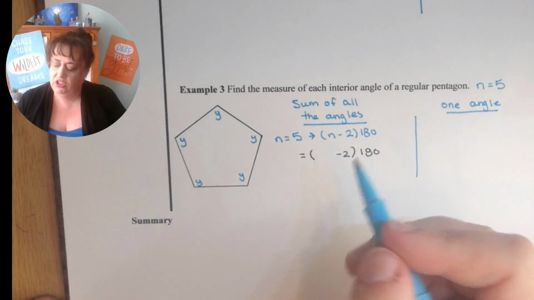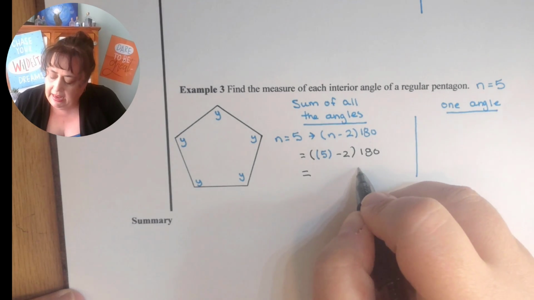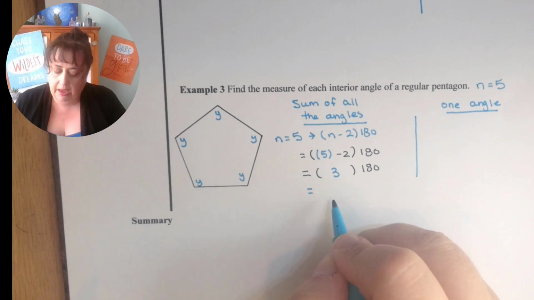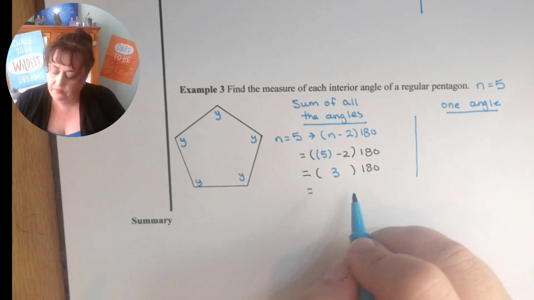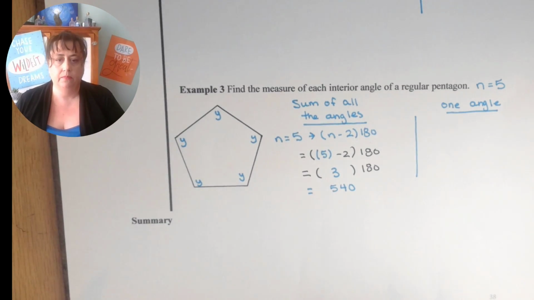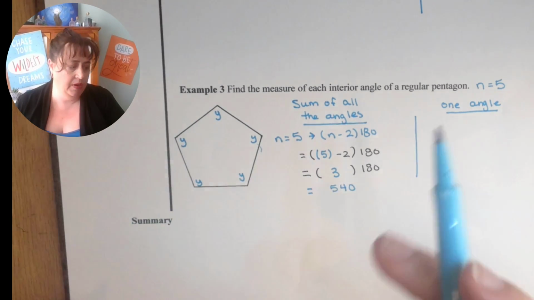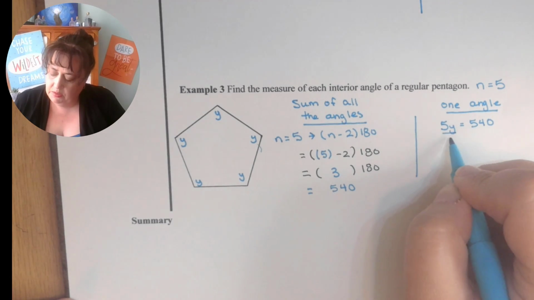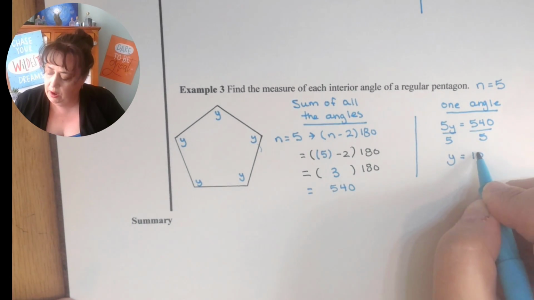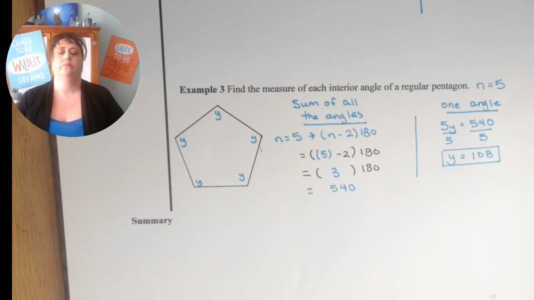So the only thing that's changing is the 5. The 180 I know is going to stay the same. So 5 minus 2 is 3. And 3 times 180 is 540. So that's the sum of all of them. I know I don't need all of them. I know that 1, 2, 3, 4, 5 y's is equal to 540. So I'm going to divide by 5. So y is equal to 108. That's it. There you have it.